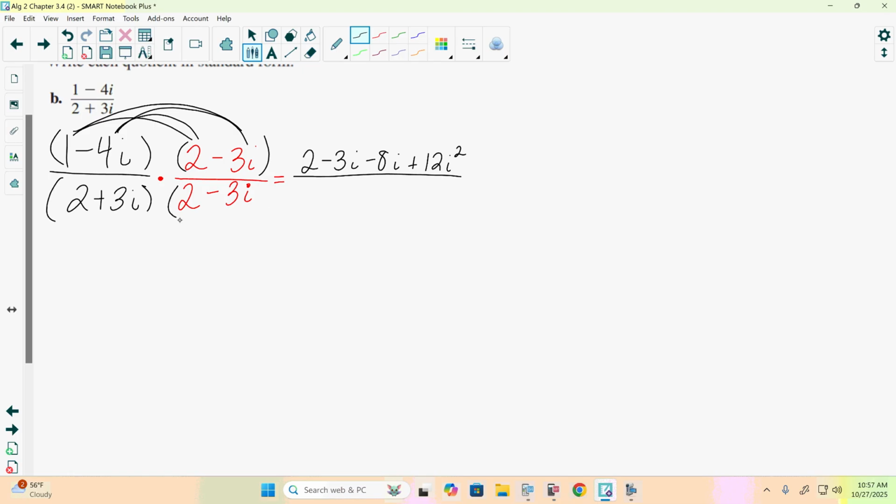We'll do the same thing with the denominator. Our 2 times 2 is going to give us 4. Our 2 times negative 3i is going to be negative 6i. Our 3i times 2 is going to be positive 6i. And 3i times negative 3i is going to be negative 9i squared.